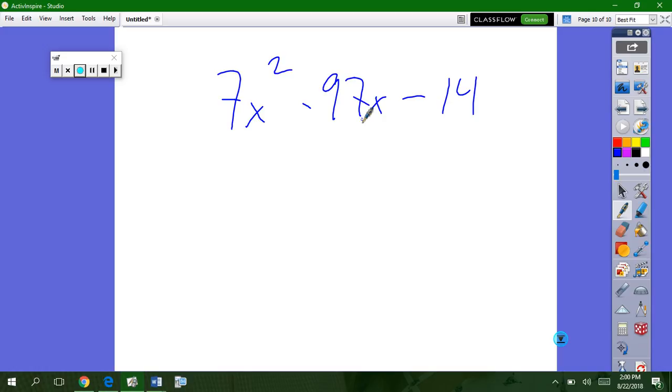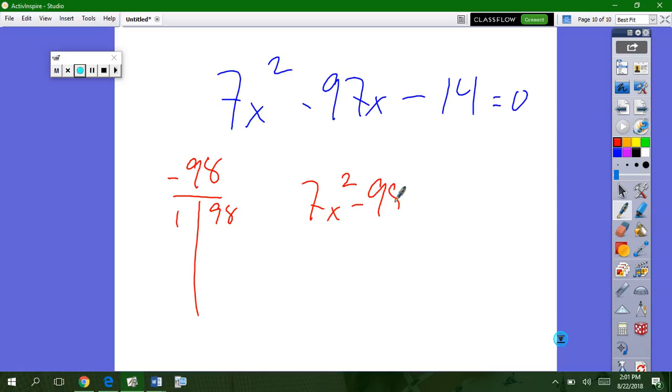Okay, here we go. So we're gonna set that equal to 0 and solve it. So what we're gonna do is go 7 times -14, which is -98. Factors of 98 to give me 97. Look how nice that was. So look, 7x squared minus 98x plus x minus 14 equals 0. Did I do it wrong? I understand I mess up.